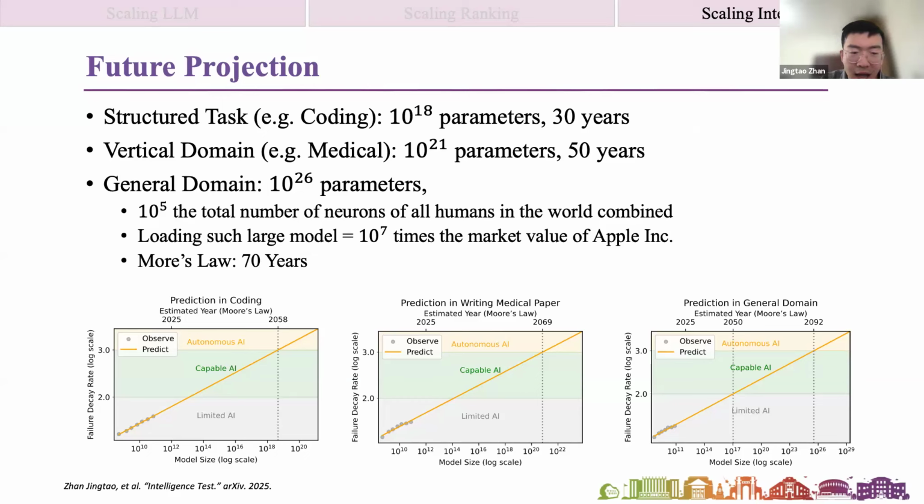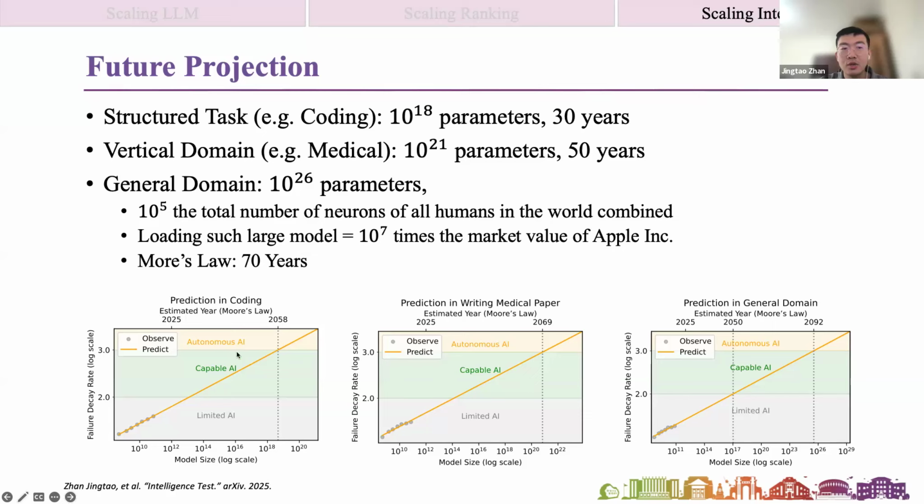The x-axis is the model size, and the y-axis is the decay rate of this distribution. They are both on log scale, and we can find that their relationship is close to the power law relationship, as we observed for scaling loss in previous studies. We can predict how large the model should be if it wants to approach the autonomous level of intelligence, that is, if the decay rate is equal to 3.